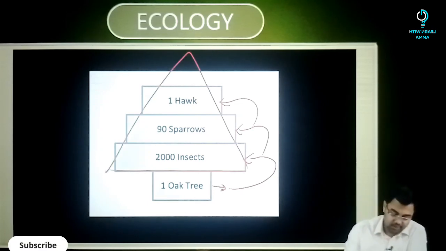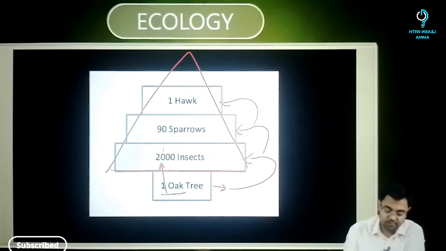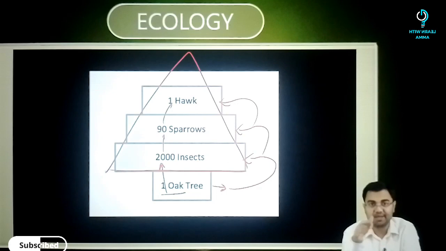But if you talk about the entire shape, this does not have a regular shape at all, because from 1 you are going to 2000, from 2000 to 90, and from 90 to 1 again, and that's why this is not an upright pyramid.